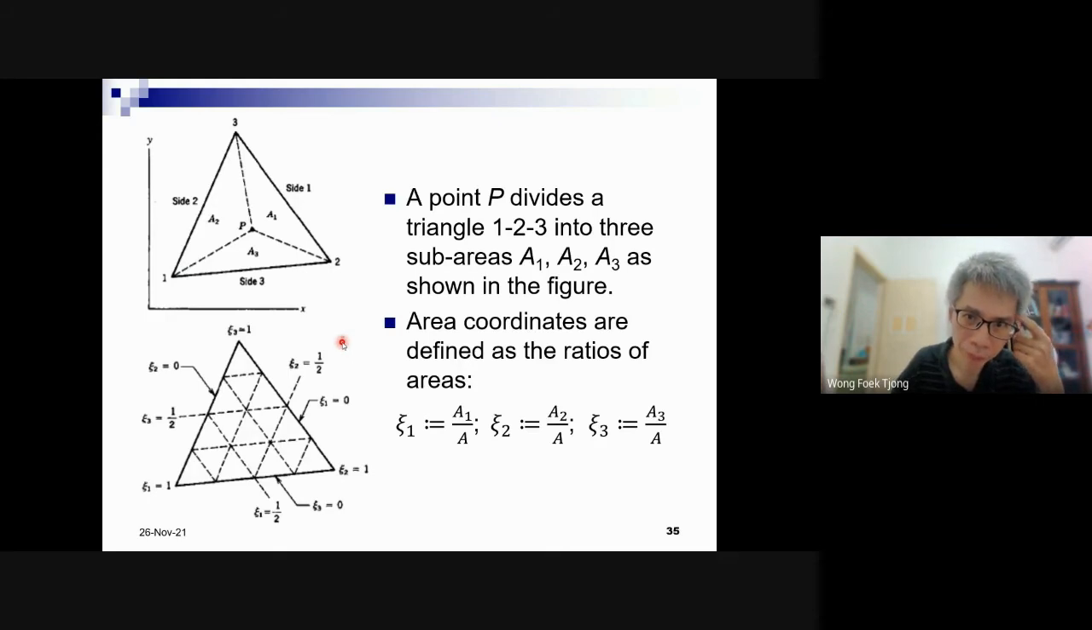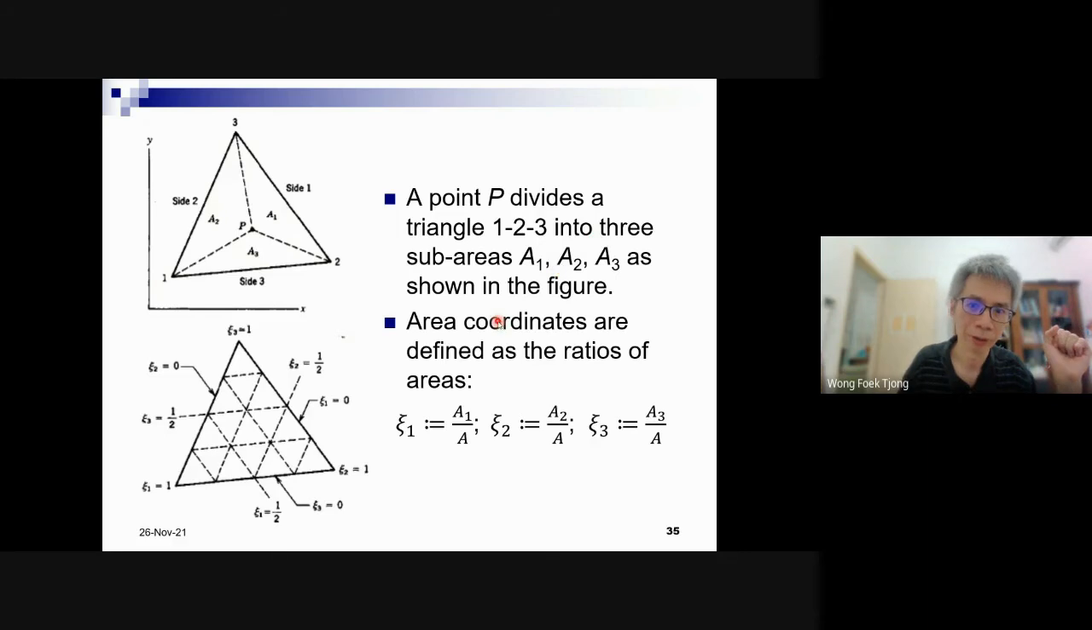Well, let's take a look at these triangles. For example, this is a triangular element. If we have a point inside the element, the point actually divides the triangle into three sub-areas. A1 is in front of node 1, and this is called side 1, the side in front of node 1. This is in front of node 2, and this is in front of node 3. This is area 2, area 3. So it divides into A1, A2, A3, right?